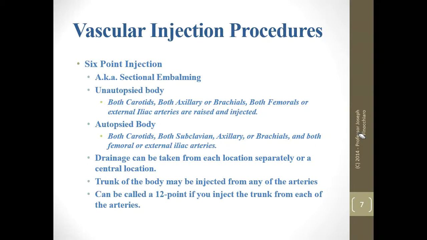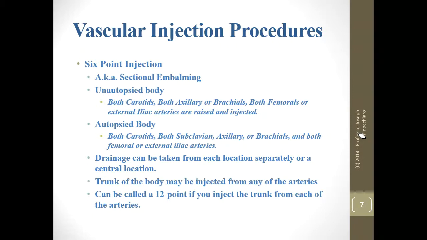So if you're injecting the right common carotid, you drain from the right internal jugular. Go to the left side, you do the carotid and the jugular on that side. You go to the right arm, you start with the right axillary, drain from the right axillary vein. So you can do all of that. That would be extremely time consuming, and chances are your owners would be very disinclined to give you that time just because you think it's cool. Trunk of the body can be injected from any artery.